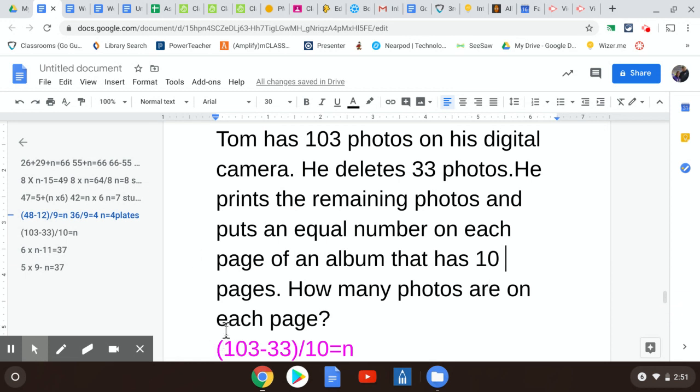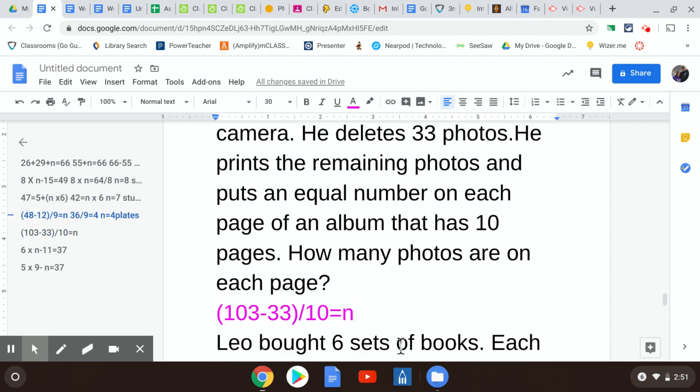So here is the equation that you should have made. He had 103 photos, he deleted 33, and then he divides what's left and puts those photos on 10 pages equally. So first you need to take 103 and subtract 33 from it. When you do that, you get 70. So now we have 70 divided by 10, which gives you 7. So there were 7 photos on each page.